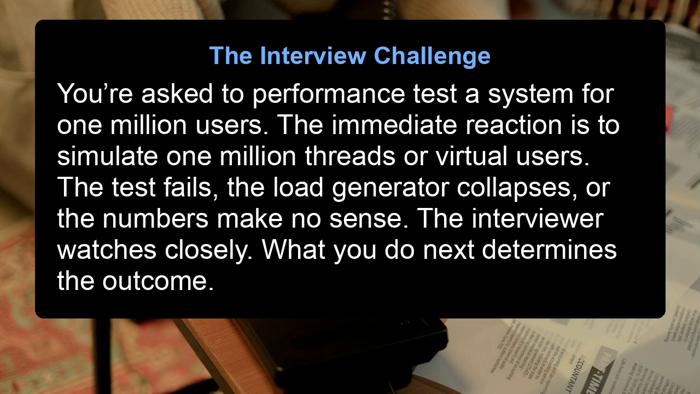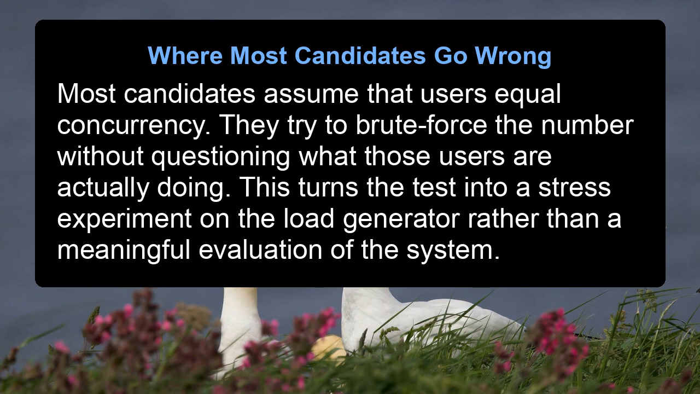The immediate reaction is to simulate 1 million threads or virtual users. The test fails, the load generator collapses, or the numbers make no sense. The interviewer watches closely. What you do next determines the outcome. Where most candidates go wrong. Most candidates assume that users equal concurrency. They try to brute force the number without questioning what those users are actually doing. This turns the test into a stress experiment on the load generator rather than a meaningful evaluation of the system.